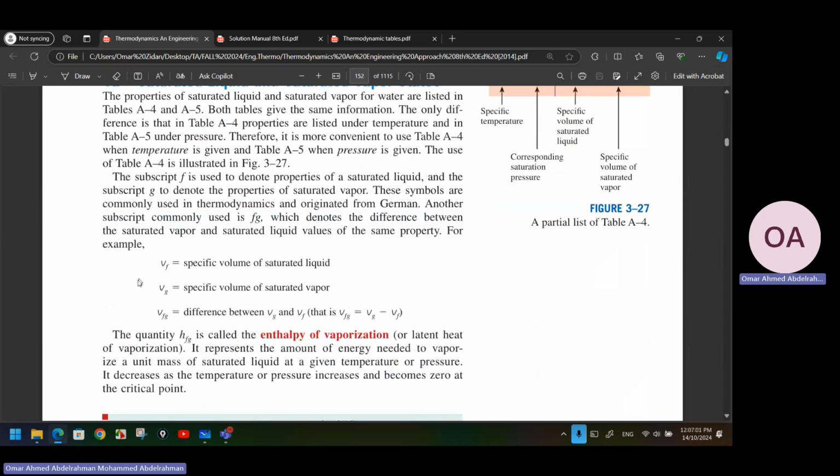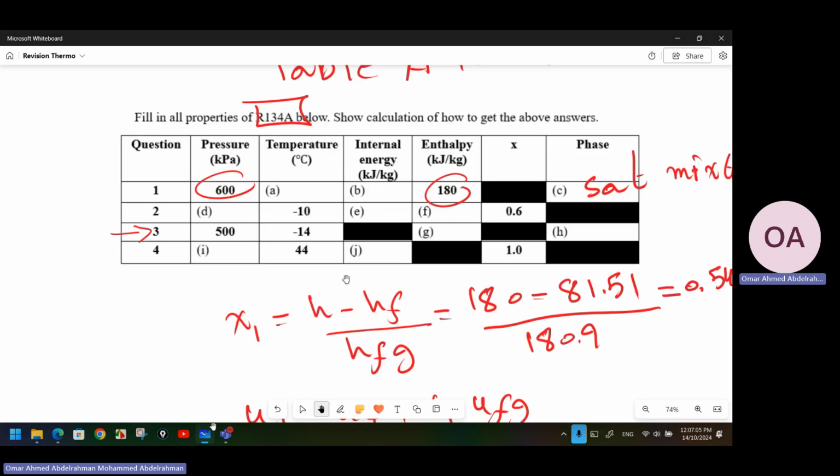Anyone has any question related to anything? Do you need me to continue the solution of this question? Okay, stop the recording. Send the recording. Okay, I will send the recording, God willing.